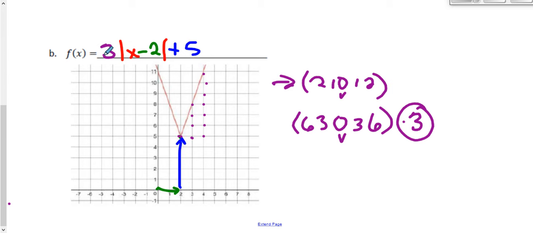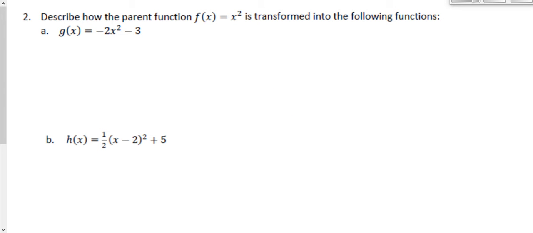Now that we've looked at writing equations based on the graph, let's go ahead and take a look at writing the transformations based on the equation. So here we are describing with words how the parent function has been transformed in the following functions. So our parent function is x squared this time. That's a parabola. And it says, for example A, I have a -2 in front of x squared, and I have a -3 at the end.